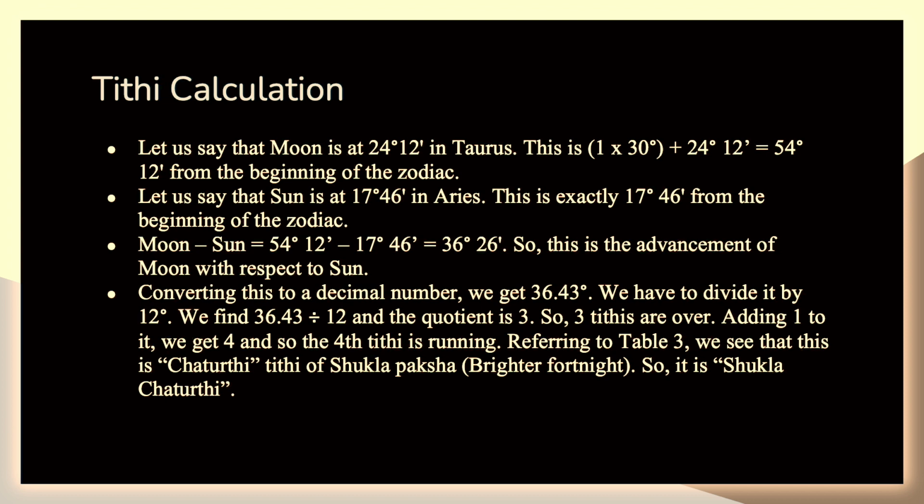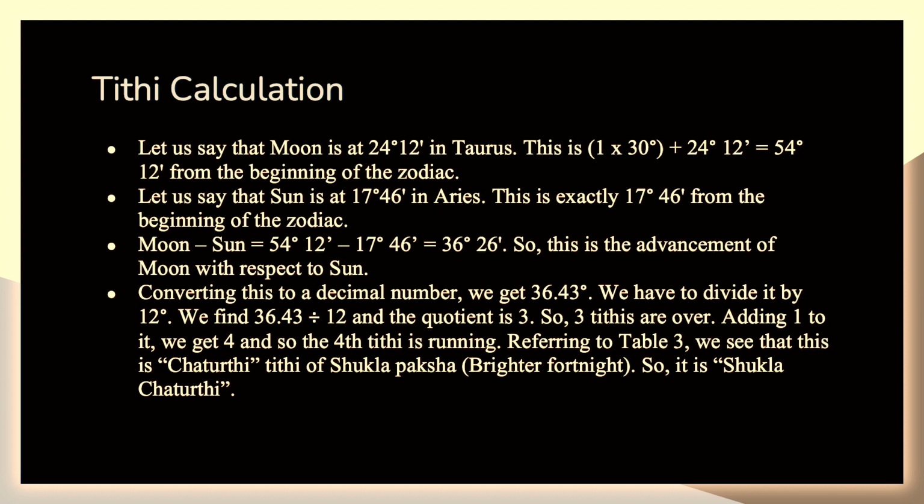We need to take the difference of both. We'll get a difference of 36 degrees and 26 minutes. Then we divide it by 12, because each Tithi is 12 degrees. When we divide by 12, we get a quotient, and that quotient tells us how many Tithis are already over. If we get the quotient 3, that means 3 Tithis are already over, and when we add 1, that means the fourth one is running now. When we refer to the table, you will see that it is Chaturthi Tithi.